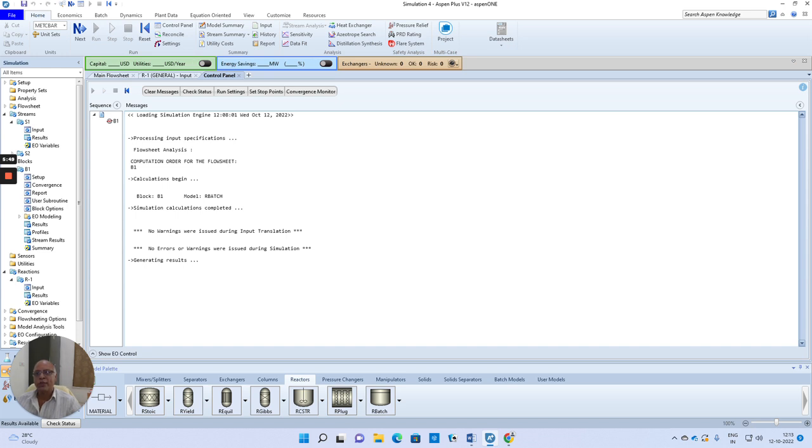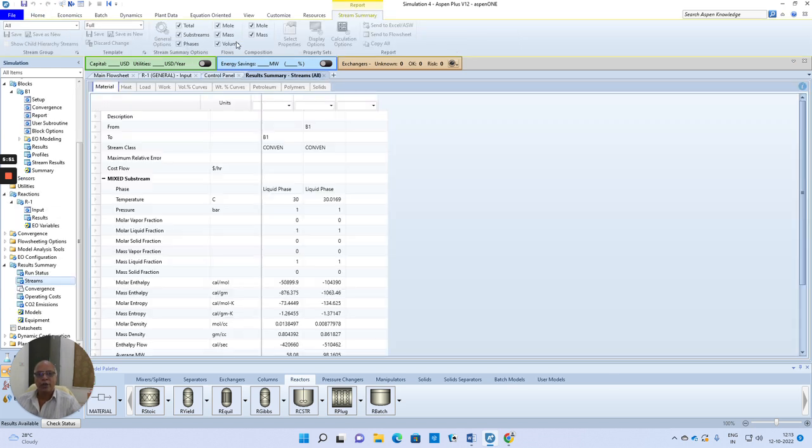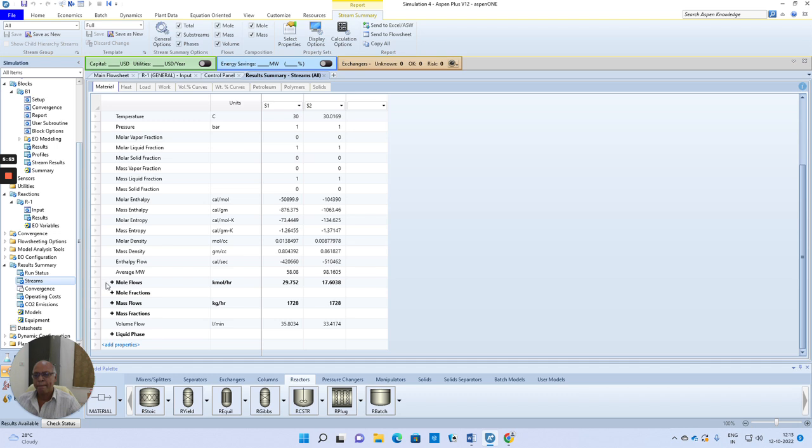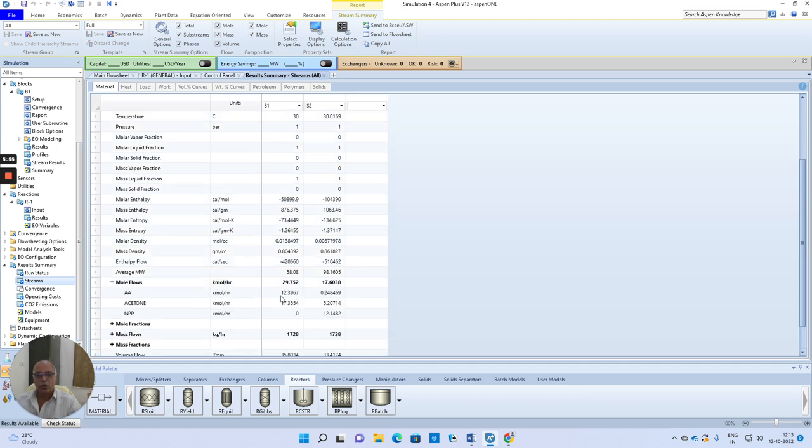So we got our results. You can look at the stream summary. So 12.4 kilomoles per hour of allyl alcohol is entering. We need to get 98% conversion. That means 2% of this should be equal to about 0.2484. Right? This is the amount of allyl alcohol we got. 2% of 12.3967. Right? That should be this.